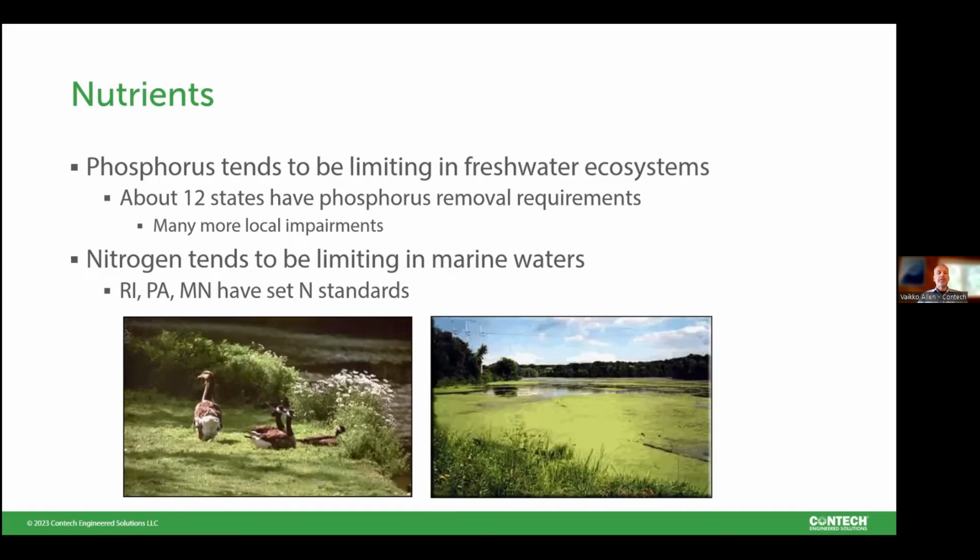So moving beyond TSS here, if there's something else regulated, it's probably nutrients. There's about a dozen states that have a phosphorus standard. Phosphorus tends to be the limiting nutrient in freshwater ecosystems. Nitrogen tends to be the most limiting nutrient in marine waters. When you have too much of either of these pollutants or both, you can have algae blooms.